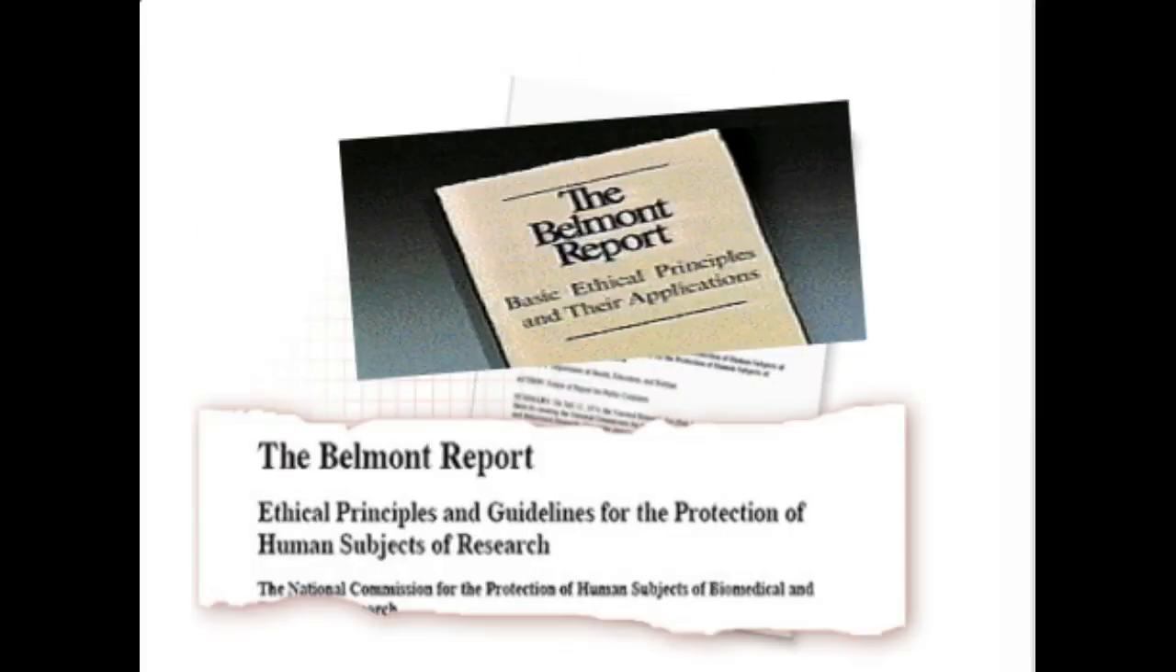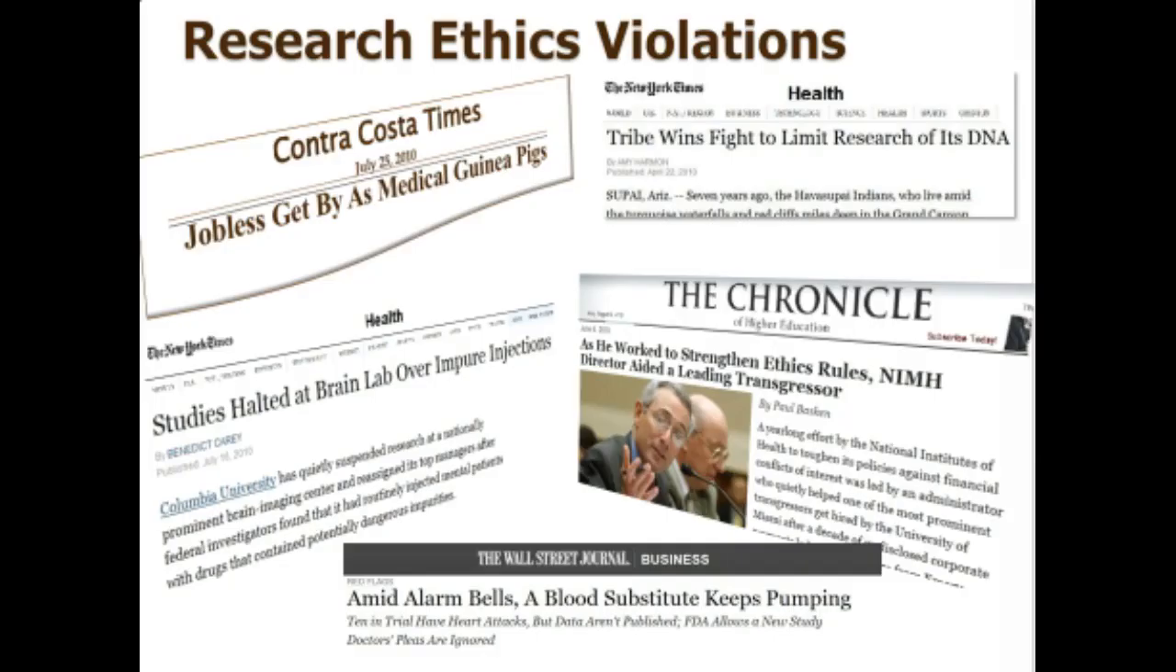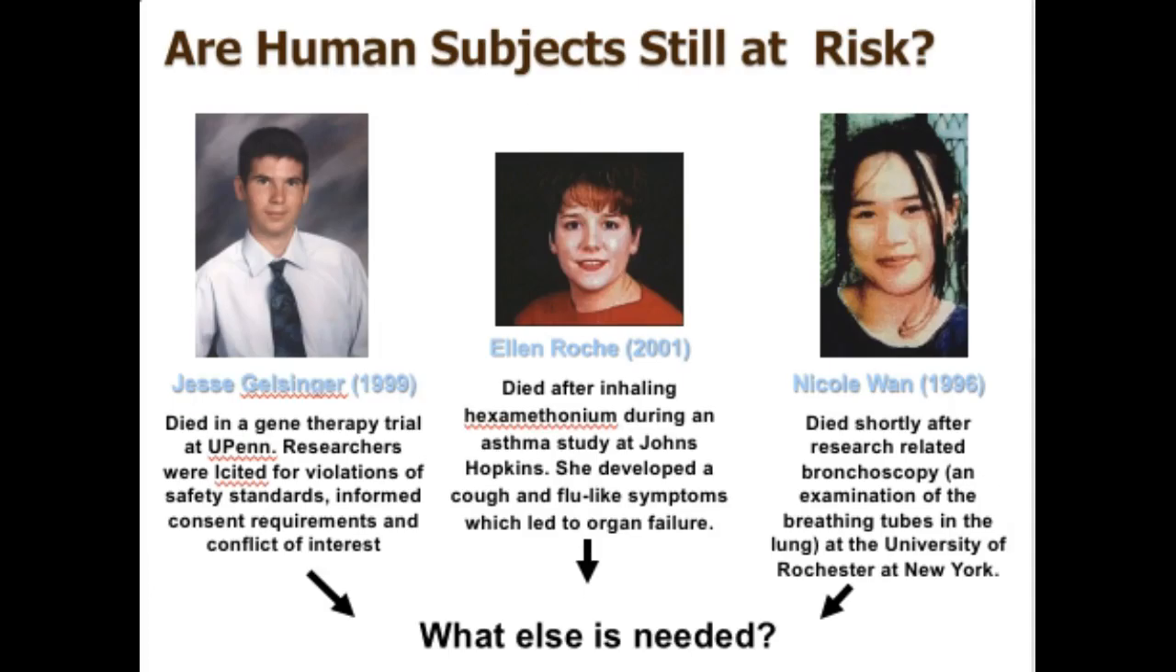These ethical abuses led to the National Research Act of 1979, which led to the writing of the Belmont Report and the subsequent federal regulations regarding human subject research. Unfortunately, research ethics violations have continued and have included the death of healthy human volunteers.